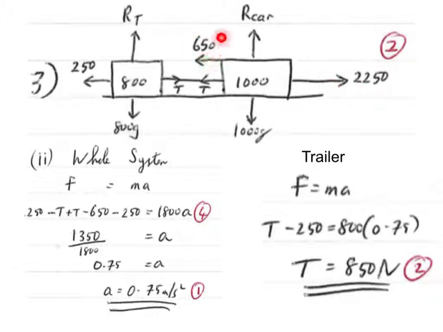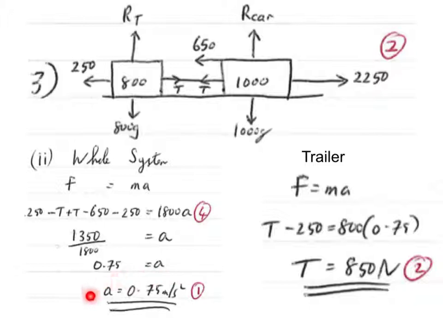And we have 2250 newtons going forward. We have a resistance of 650. We've got the tensions, equal and opposite. We have 250 going against the trailer. We have mg acting downwards, reaction of the car, reaction of the trailer. We then use the whole system using F equals ma. Any force going with motion is positive, any force against motion is negative.